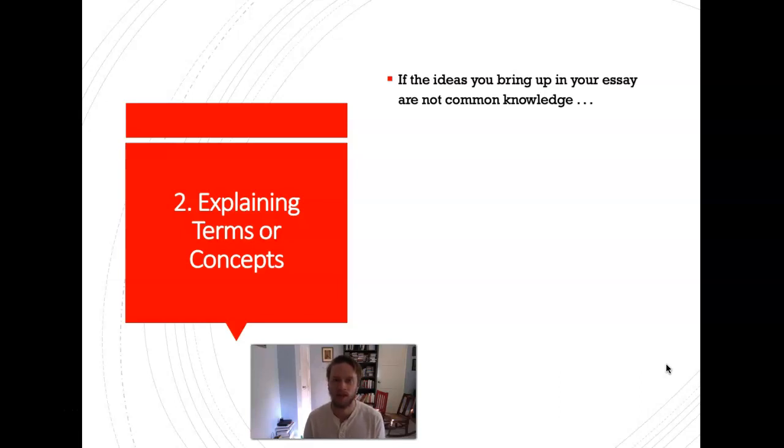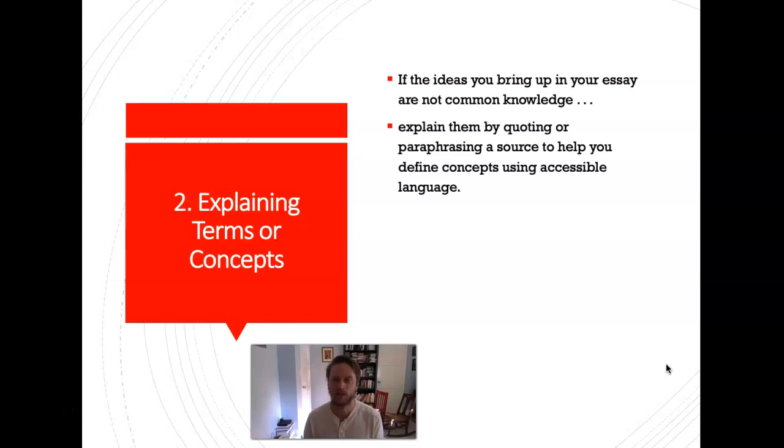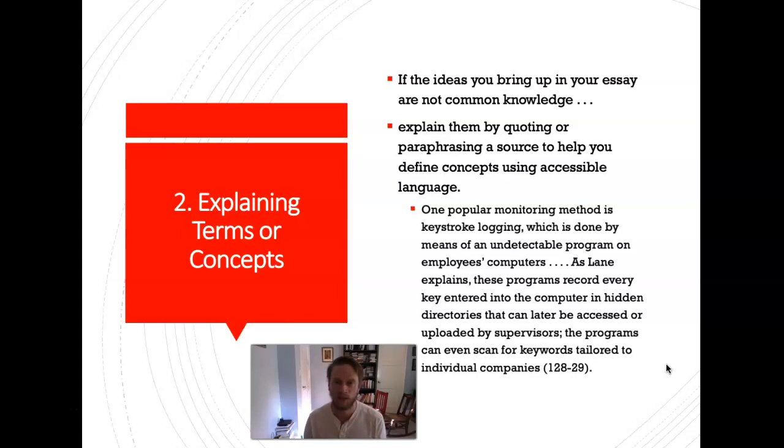A second way to use your sources is to explain terms or concepts. If the ideas you bring up in your essay are not common knowledge, you need to explain them by quoting or paraphrasing the source to help you define concepts using accessible language. So for example, Orloff writes, "One popular monitoring method is keystroke logging, which is done by means of an undetectable program on employees' computers. As Lane explains, these programs record every key entered into the computer in hidden directories that can later be accessed or uploaded by supervisors. The programs can even scan for keywords tailored to individual companies." The common reader will not know what keystroke logging is, so you need to define that for your reader.